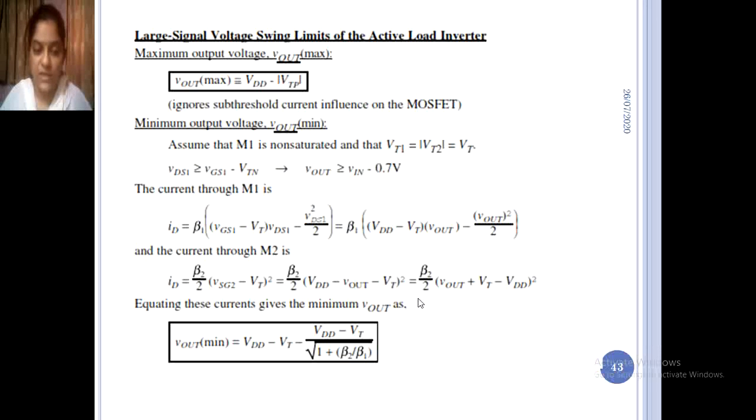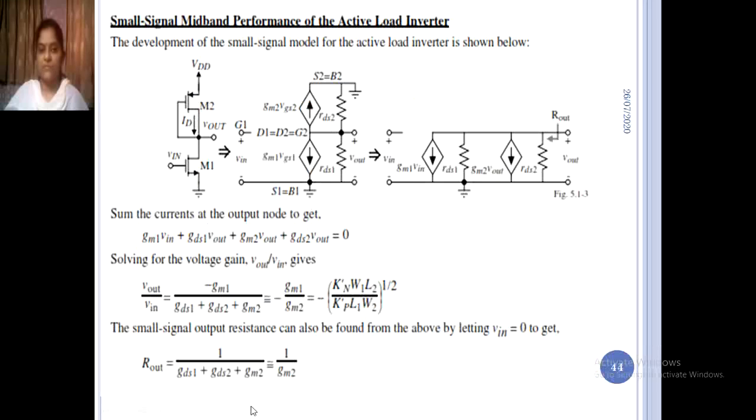So equating these currents gives the minimum Vout: Vout min is equal to VDD minus VT minus (VDD minus VT) divided by root of 1 plus beta2 divided by beta1. Okay, so the large signal voltage swing limits of the active load inverter come here. Then the small signal midband performance of the active load inverter. So the development of the small signal model for the active load inverter is shown below.